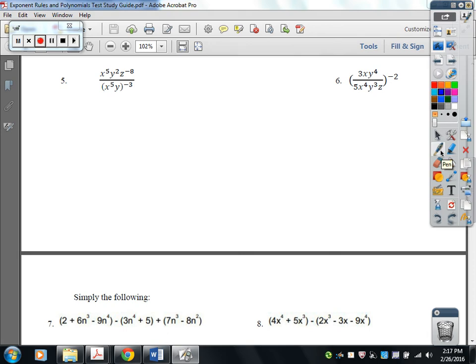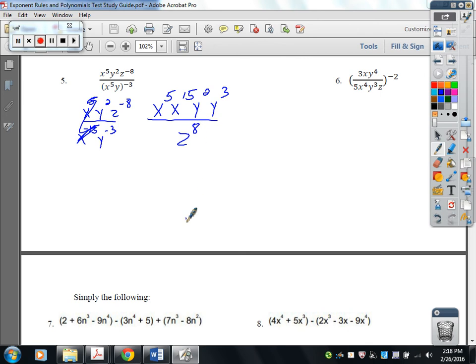Number 5. So the denominator both get this negative 3 applied to it, so it's going to be x to the negative 15th, y to the negative 3rd. The numerator is x to the 5th, y to the 2nd, z to the negative 8th. So I have 3 things that have negative exponents, so they're going to move. So I have x to the 5th, and then next to that now I have x to the 15th. So that's taken care of, and then I have y squared, and then y to the 3rd, and then z to the negative 8th moves down. X to the 5th times x to the 15th is x to the 20th, and it's going to be y to the 5th over z to the 8th.